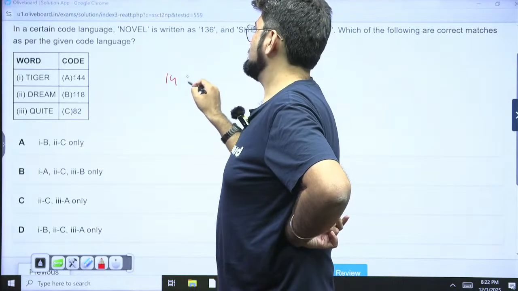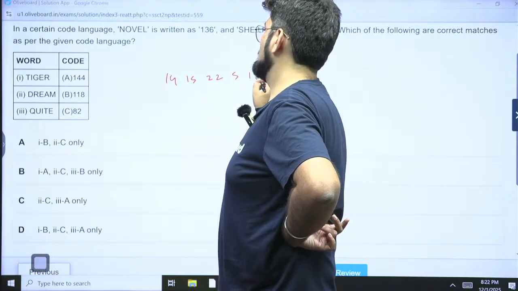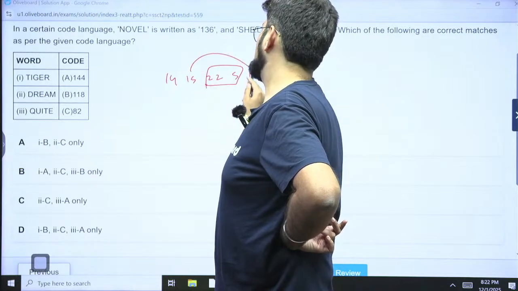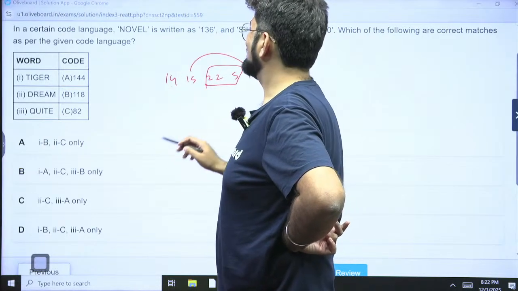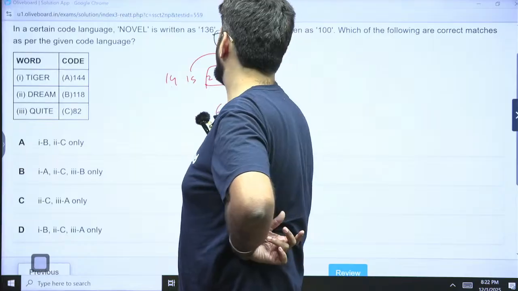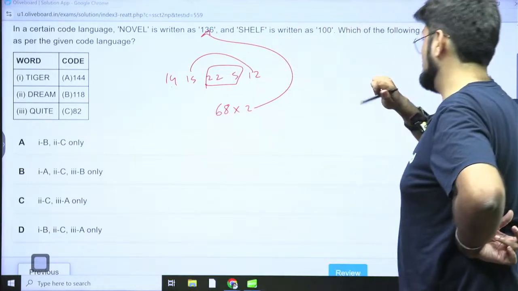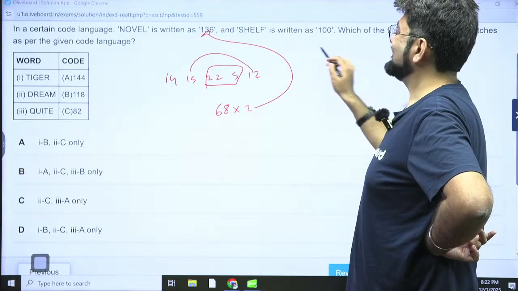So this is 14, 15, 22, 5 and 12. 22 and 5 is 27. 15 and 12 is 27. So this is 54 plus 14. So this is 68, correct? 68 multiplied by 2 is 136. Okay. Shelf is, this is 27.